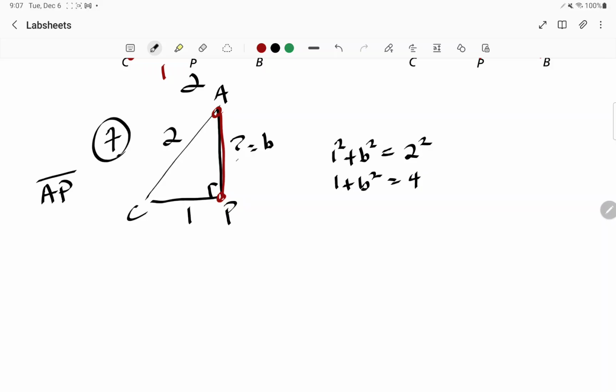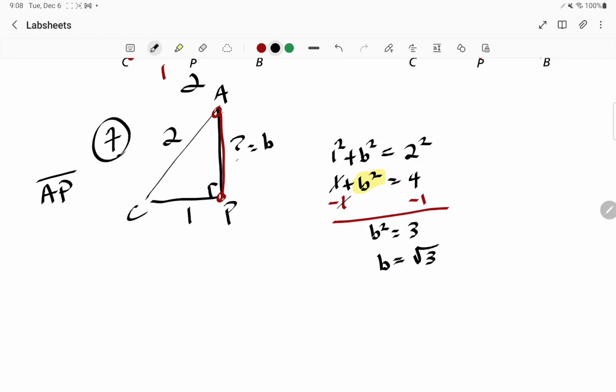When we're solving equations, in order to isolate this variable right here, we have to get rid of that 1. And so what you're going to do is subtract 1 from each side. These cancel, and you're left with b squared is equal to 4 minus 1. That's 3. And to get b by itself, we have to take the square root of 3. So we know that b is just the square root of 3.